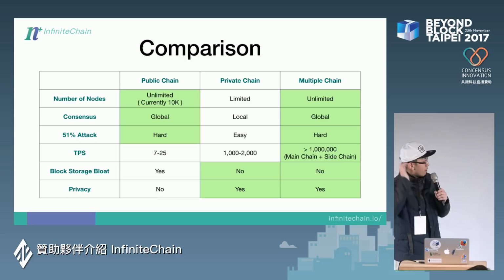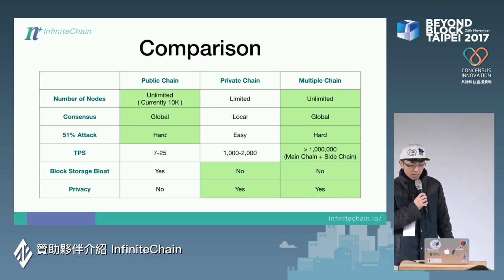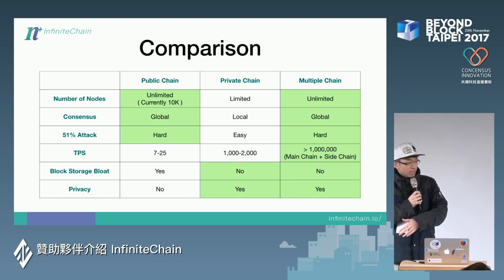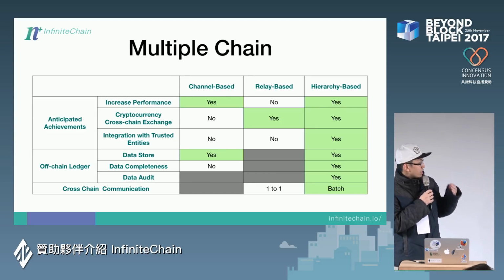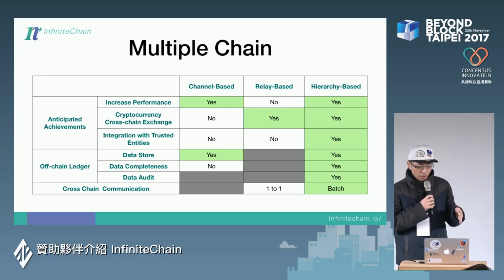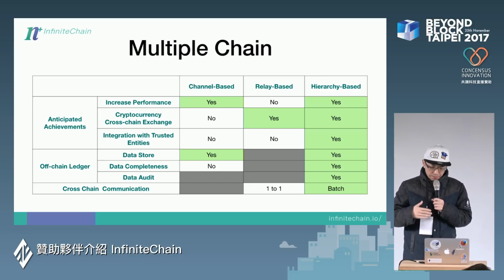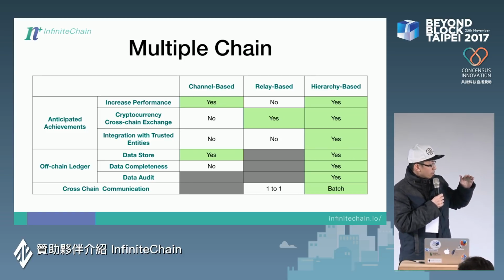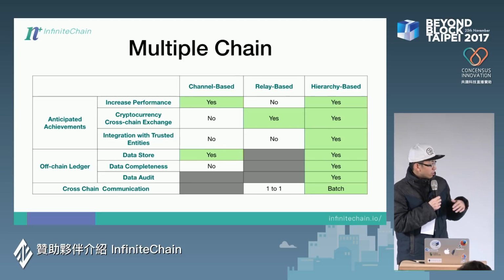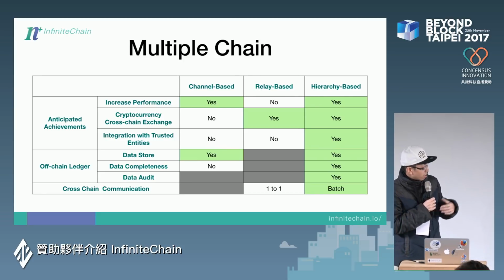Here is a simple comparison between public chain, private chain, and multiple chain. Multiple chain can take the benefits of public chain, such as public consensus and global security, and also the benefits of private chain, such as saving storage, privacy, or even better throughput. Okay, here is another comparison between different types of multiple chain: channel-based, relay-based, and hierarchy-based. Hierarchy-based multiple chain can solve the problem the previous two types didn't actually focus on. So we want to provide a solid solution for increasing the throughput and also consistency between the main chain and side chain.